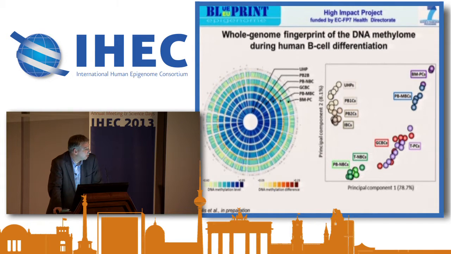And if you want to group classes of cells using principal component analysis, you have here the precursor cells, here the naive cells when they go through the germinal center, and you have the plasma cells. One has to be a bit cautious because the precursor cells are from fetuses, and we know that aging is also heavily influencing the methylation pattern.